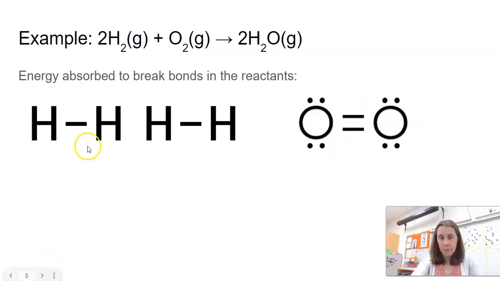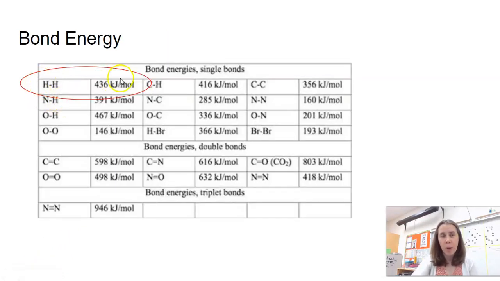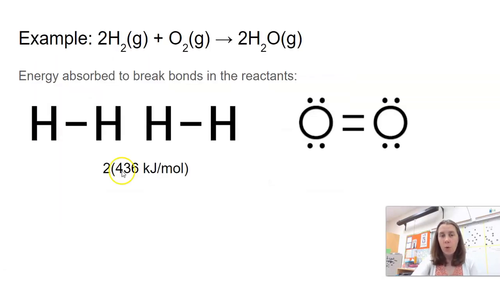Right? So now let's look at our chart, and let's figure out what an HH single bond is. So that's here on the chart. One of those is 436 kilojoules per mole. All right? We have two of them. 1, 2. Each connection is one bond, right? So 2 times 436, that's what will be required to break up those hydrogen molecules.